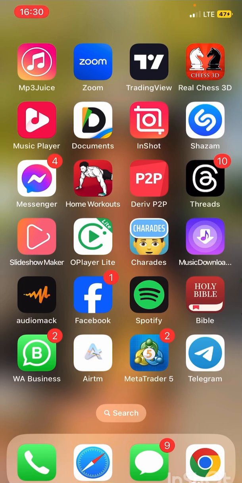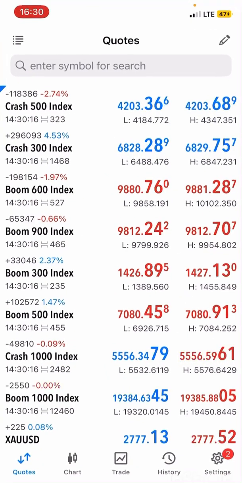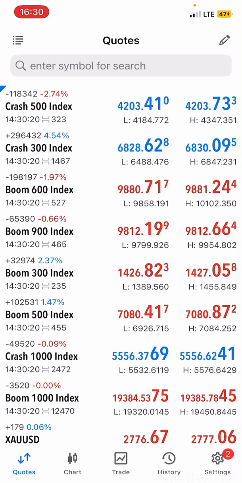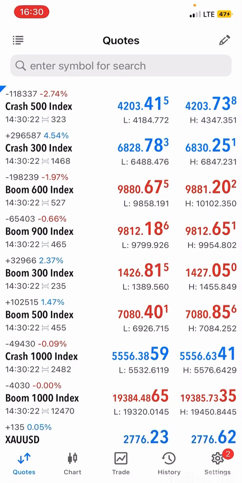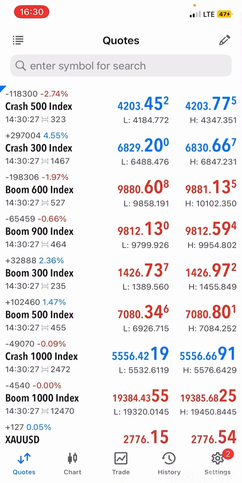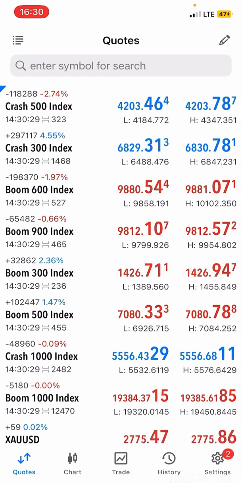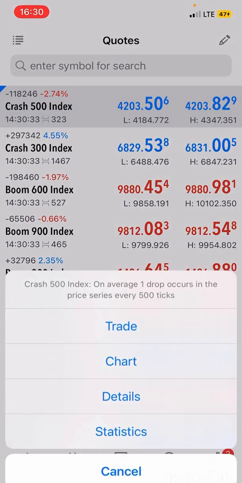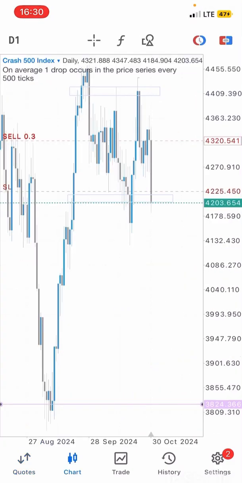So, in today's video, we want to look at how you can trade a breakout pattern, right? And how you can analyze a ranging pattern, right? We're going to do that from a running trade that we're in on the index Crash 500. It's actually a live trade that we're in, and it's doing so well.